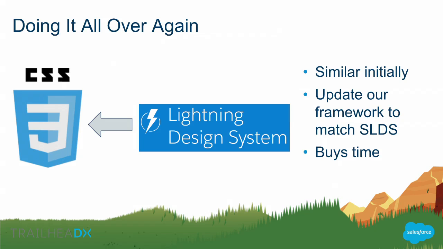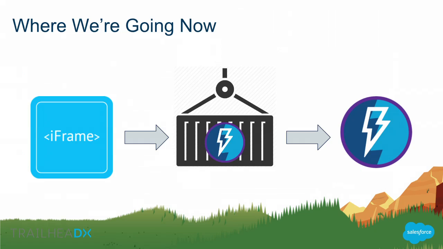If we were to do it all over again too, I don't think that we would go and rewrite all of our CSS in the Lightning design system, but I think we would start to extract more things out of the Lightning design system just to make it flow even better. Again, this is one of those areas where dropping everything and rewriting this stuff would take a long time. So we want to buy ourselves some time.